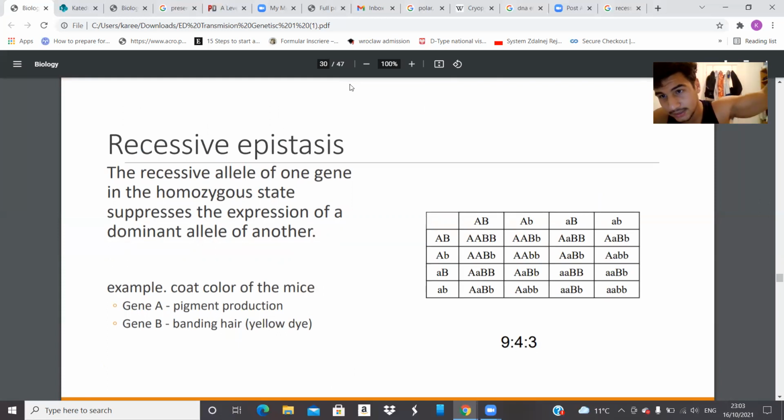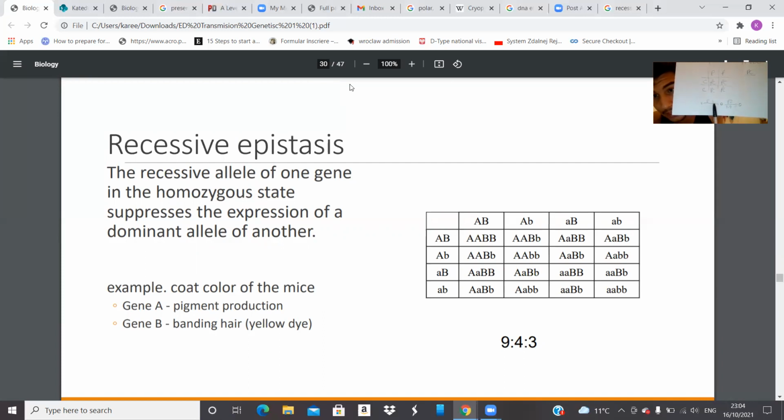If we have recessive epistasis, that means that for process 1, we need a certain protein. Process 1 is responsible for producing pigments. So process 1 says whether you have pigment or not, whether you're albino or very white, a very white mouse. Then process 2 says whether it's yellow or black.